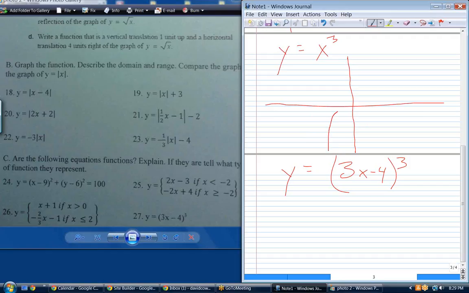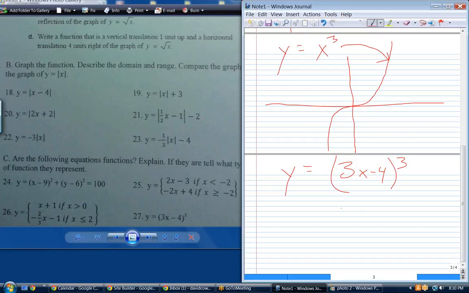Well, if you plot y equals x cubed, it looks like this. Is that a function? Yes, it passes the vertical line test. In other words, no matter where we're at on the x-axis, there's only one value for y. It doesn't loop back on itself.